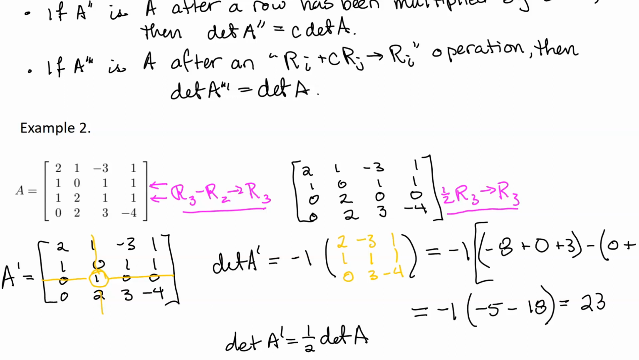So the determinant of A, which is what I wanted to compute, is 2 times the determinant of A prime. So that's 2 times 23, or 46. Now we've got the determinant of our matrix, and it is 46. And that's how we can use row operations to make finding the determinant sometimes a little bit easier.